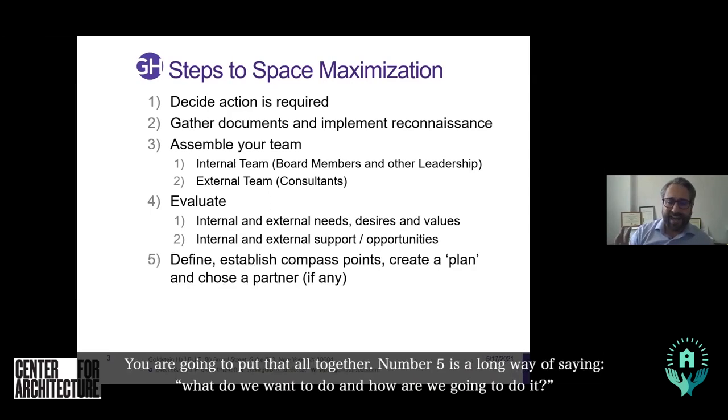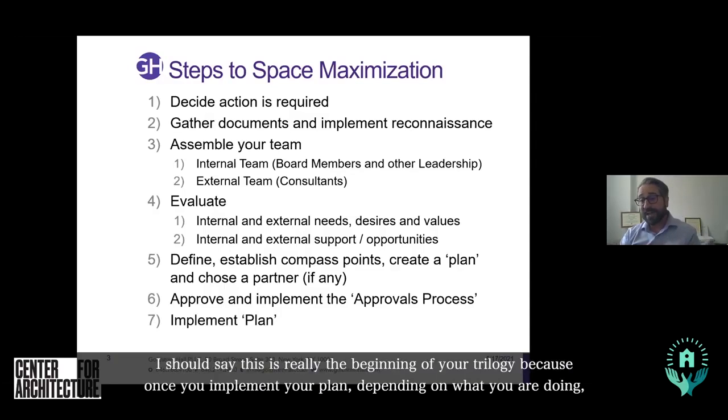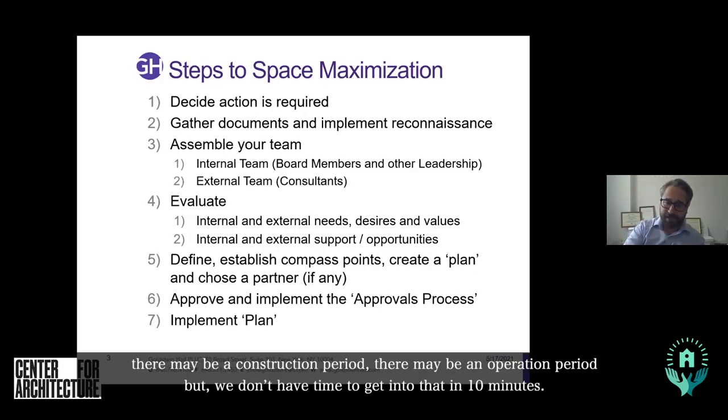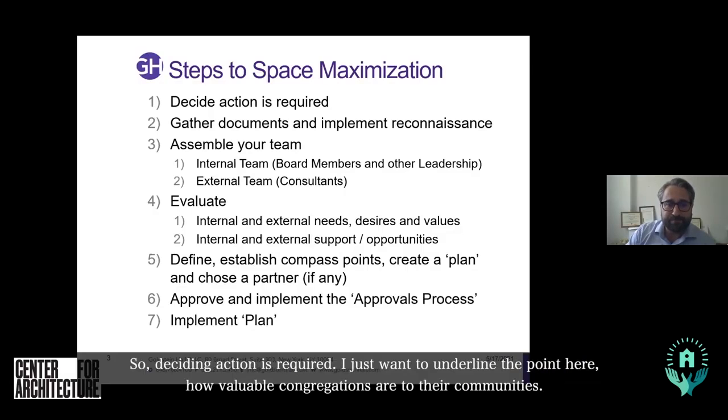You're going to put that all together to say, okay, what do we want to do? Number 5 is a long way of saying, what do we want to do and how are we going to do it? And then you need to approve your process. And there'll be internal and external approvals, and then you're going to implement your plan. Now, I should say this is really just the beginning of your trilogy, because then once you implement your plan, depending on what you're doing, there may be a construction period, there may be an operation period, but we don't have time to go into that in 10 minutes. So these are, in short, your steps to space maximization.